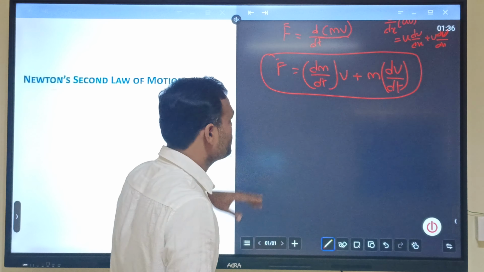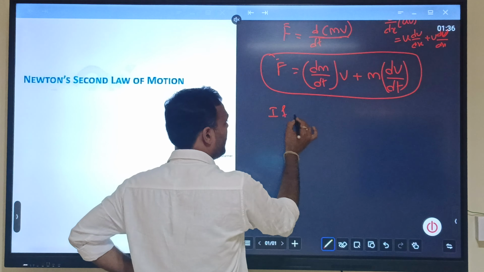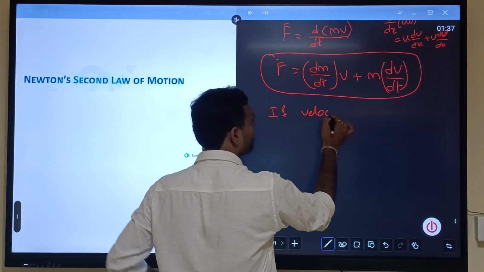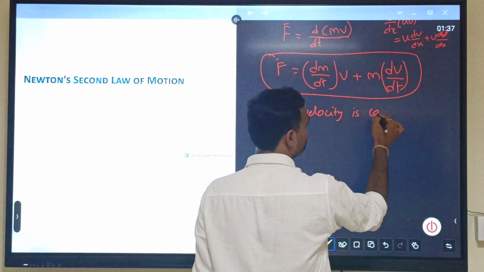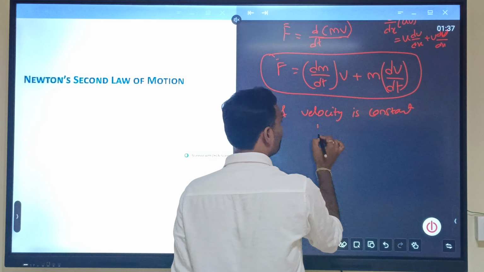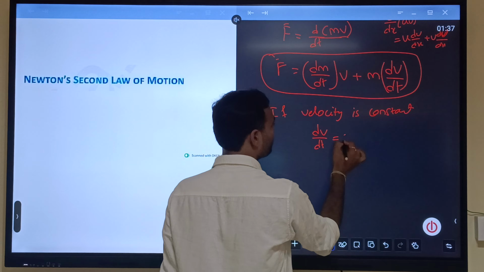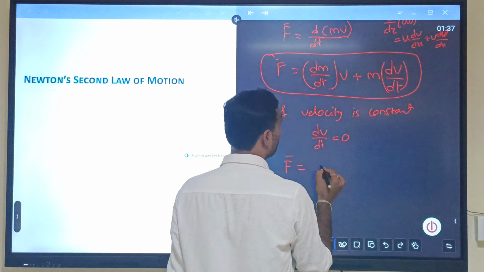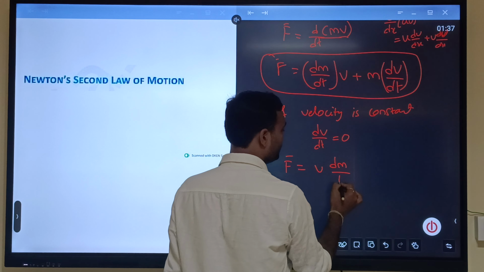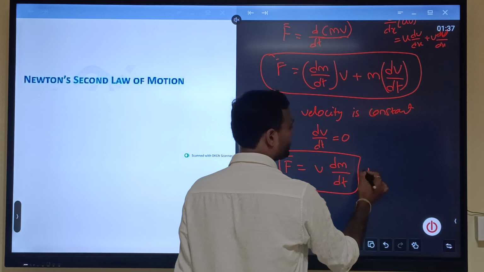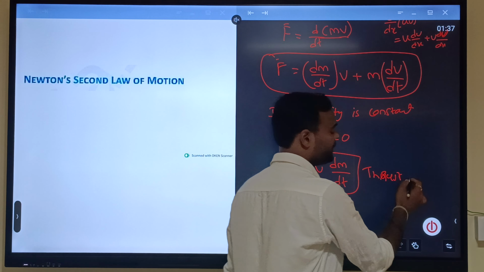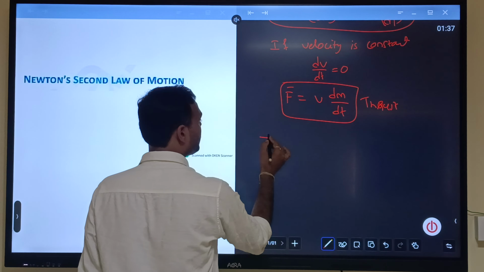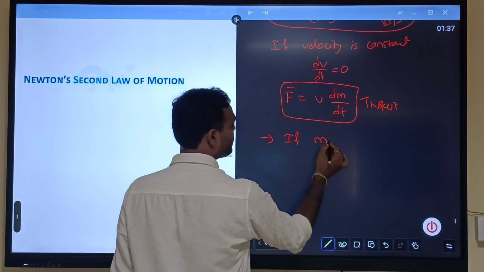Now the next part: if mass or if velocity is constant, then differentiation of a constant with respect to time is equal to 0. Then force is equal to v of dm by dt. This is actually called thrust. And about this concept, we are going to see in our later classes. Now let us assume the second case, if m is equal to constant.